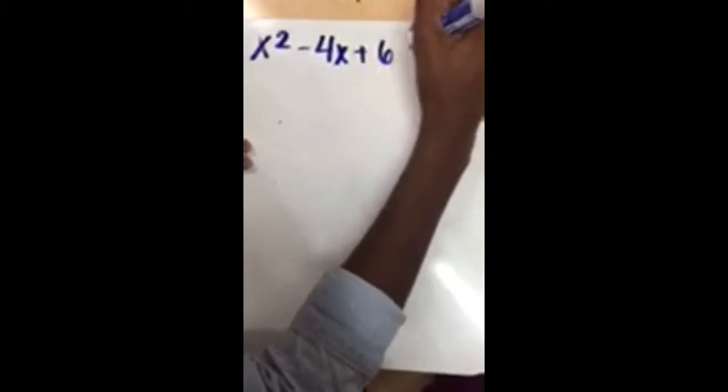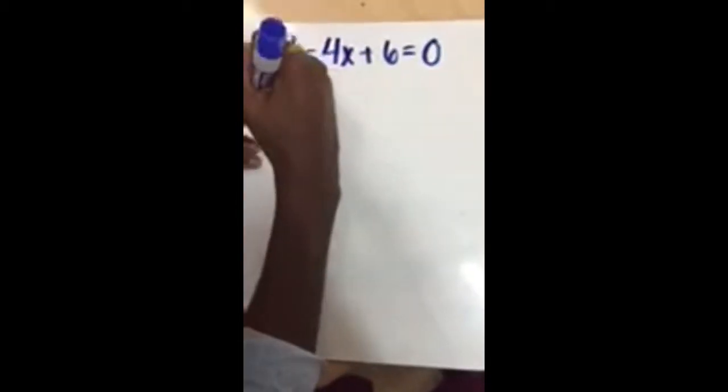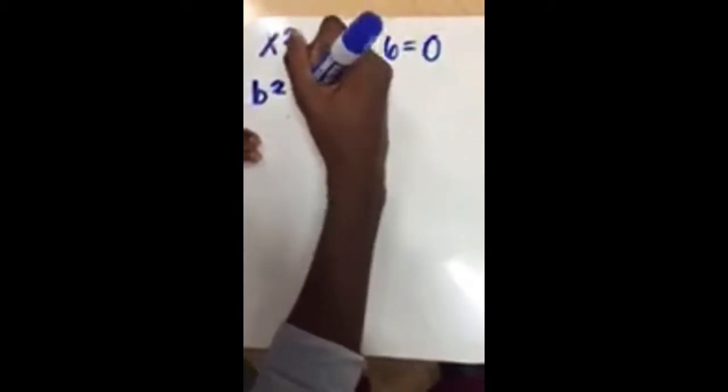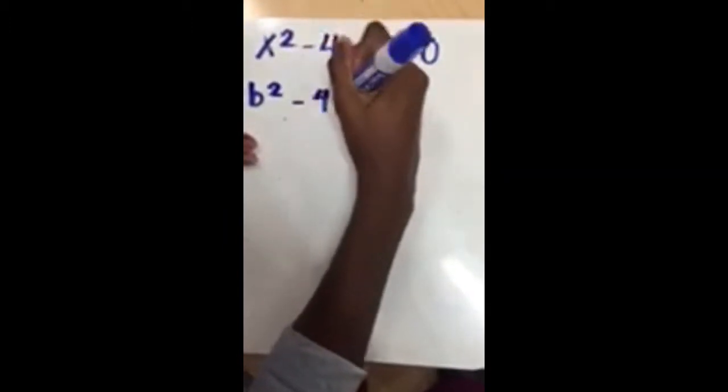Going to be doing using the discriminant to find two imaginary solutions. First, we're going to start off with an easy one. The problem is going to be x squared minus 4x plus 6 equals 0. We're going to go by the formula b squared minus 4ac.